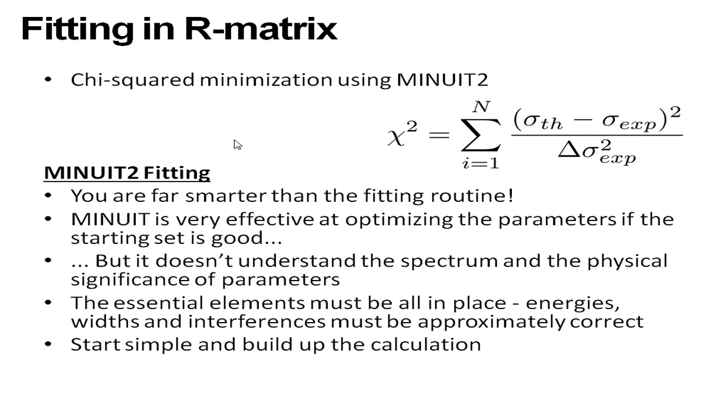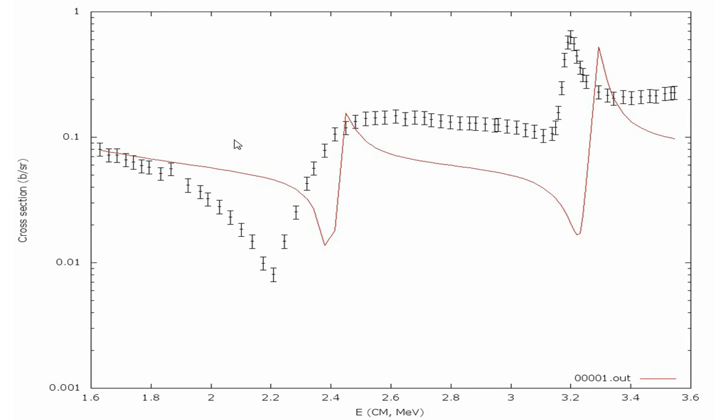And Minuit is just fitting on minimizing this chi-squared function, which is just the difference between the theoretical and experimental value squared divided by the error squared. And so now I have a couple of videos which show Minuit fitting.